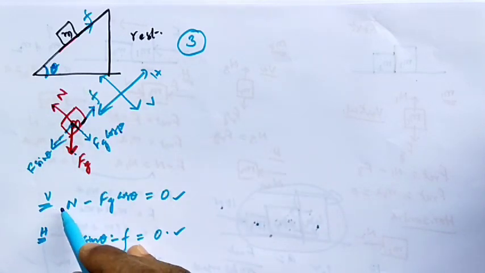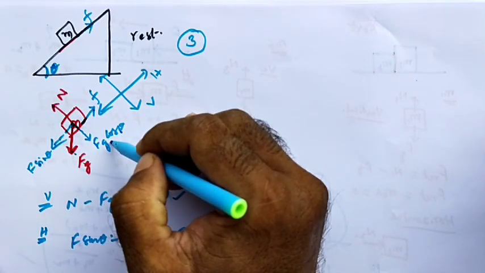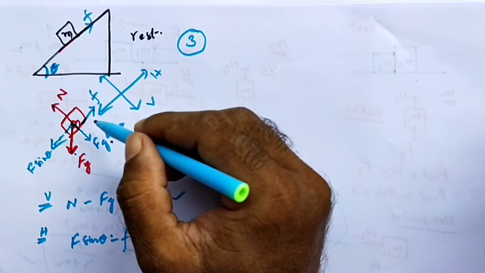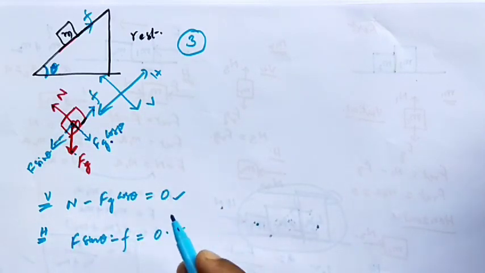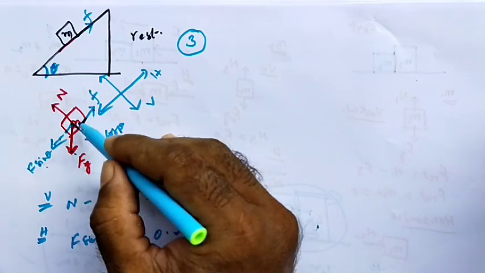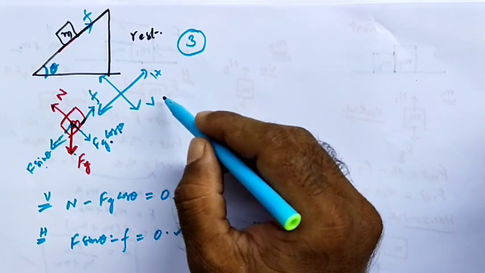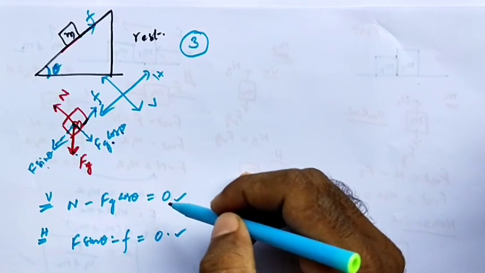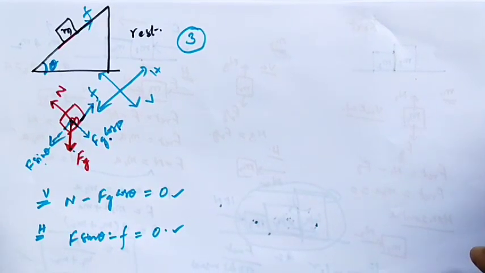Now for the vertical, what is the net force? N minus Fg cos theta is F net. From Newton's second law, F net is equal to ma, which is 0. So N minus Fg cos theta equals 0. Similarly, horizontally, Fg sin theta minus F is equal to 0. Understood? So in this way one can write the free body diagram and apply the equations of motion, the equations for the force.